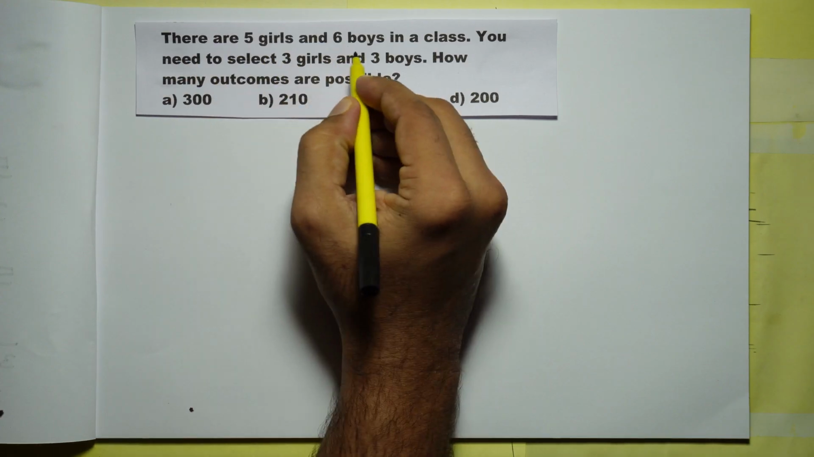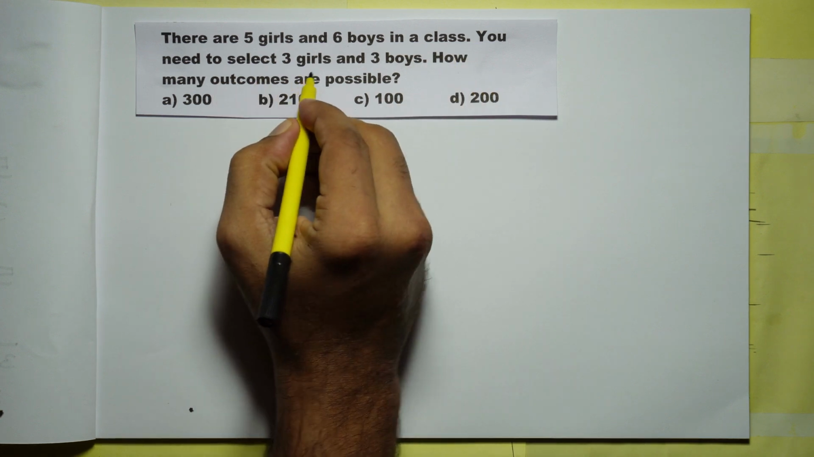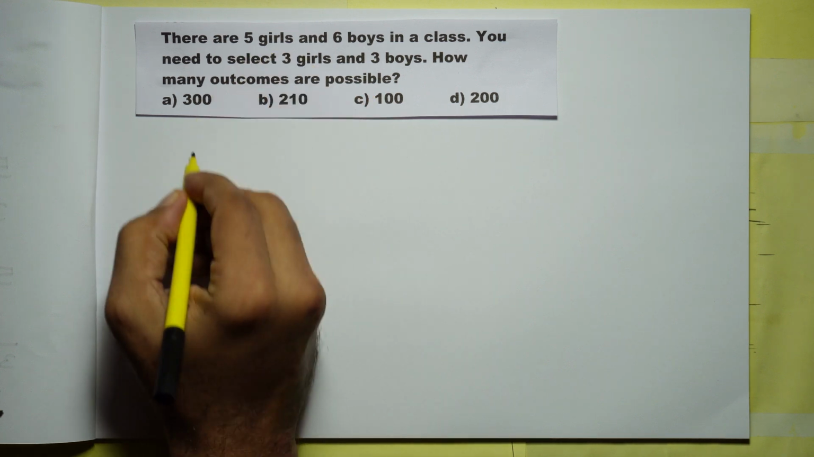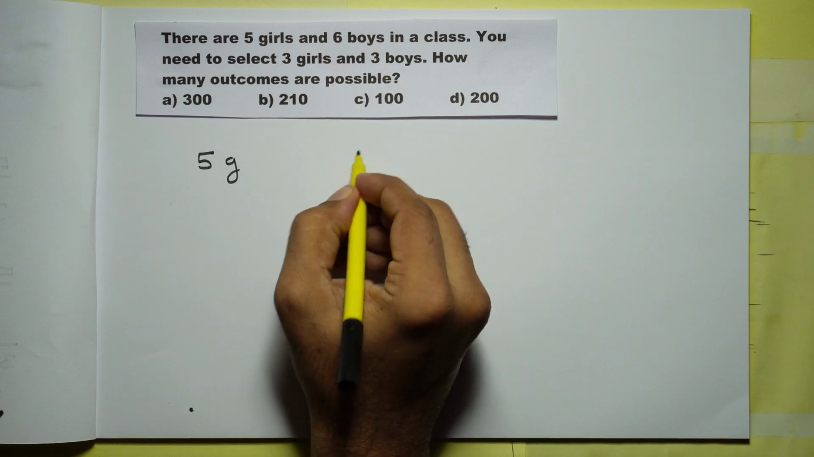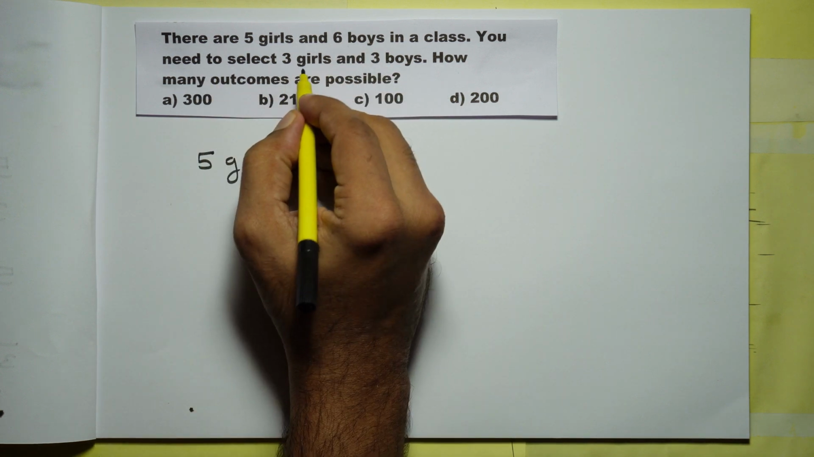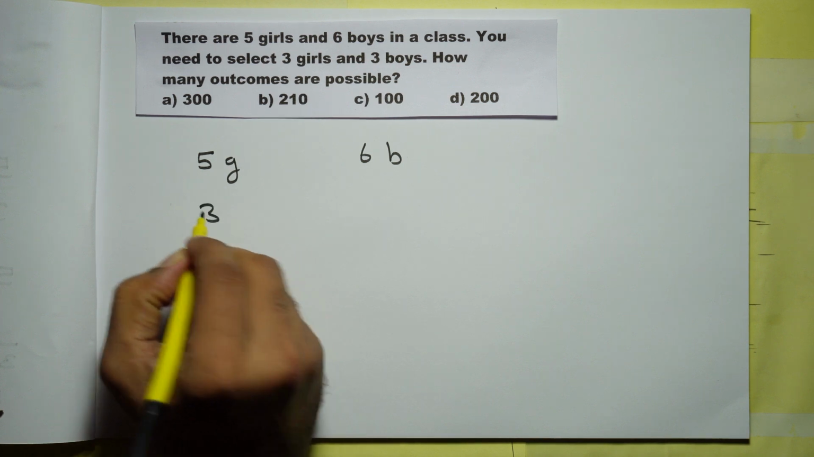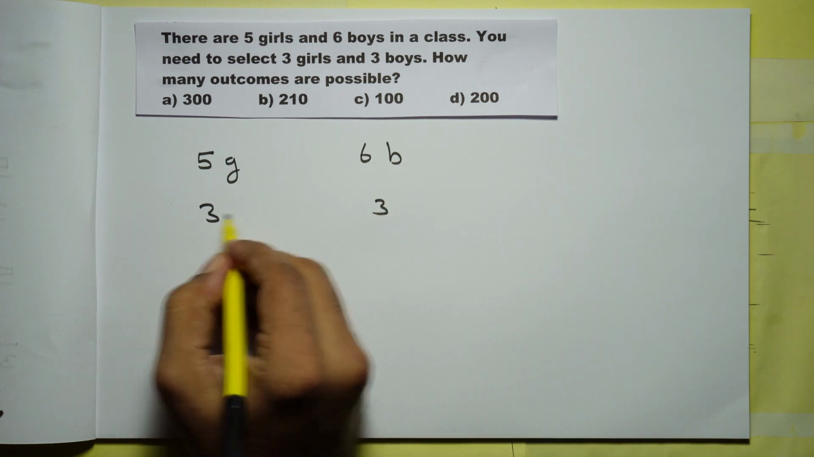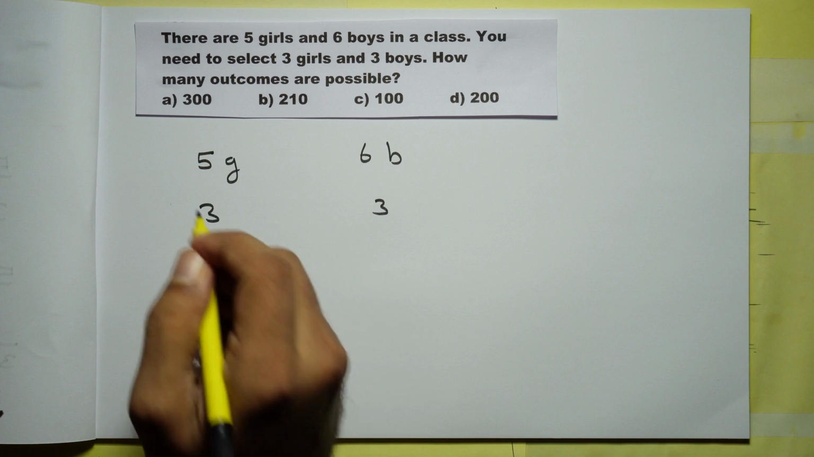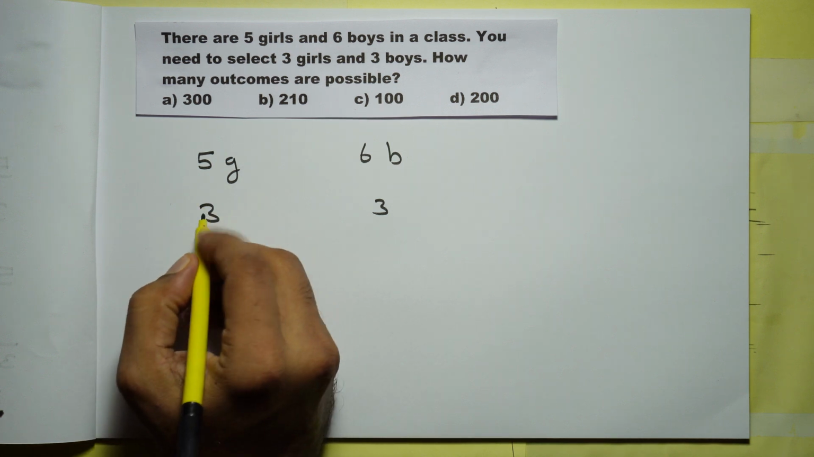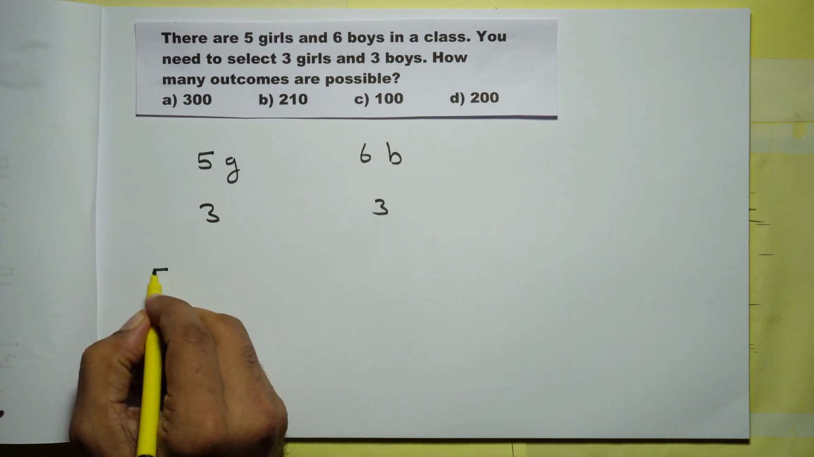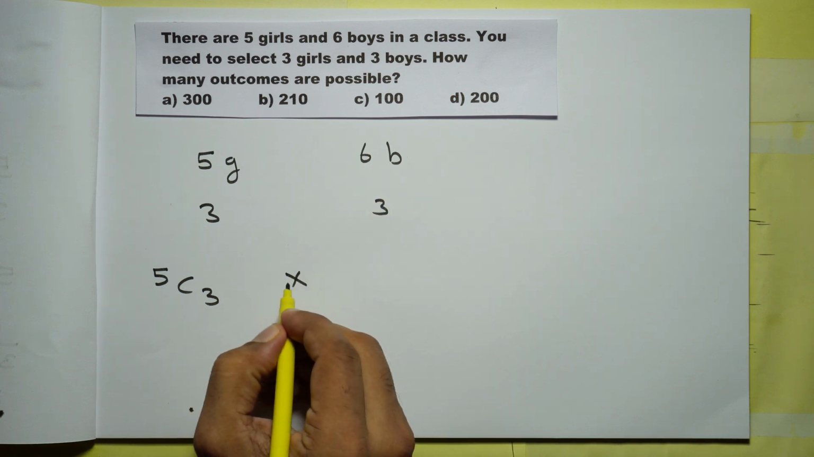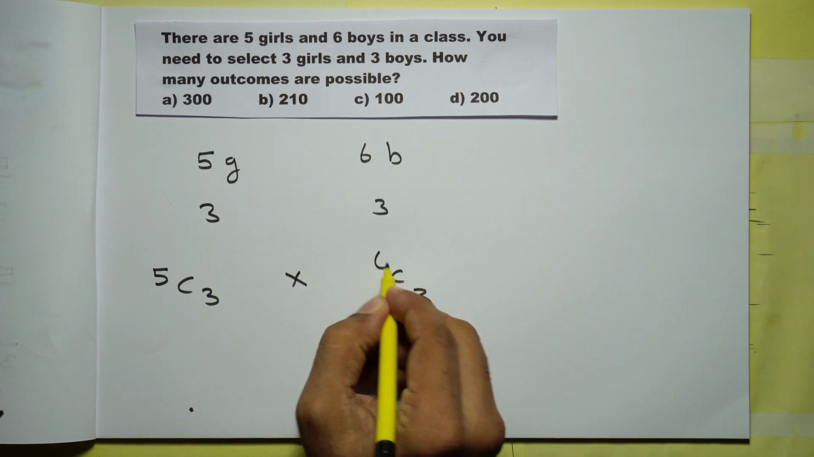There are 5 girls and 6 boys in a class. You need to select 3 girls and 3 boys. How many outcomes are possible? So altogether 5 girls are there and 6 boys are there. Now you need to select 3 girls and 3 boys. So 3 of them are to be selected from 5, and 3 from the 6. Now this and this, so you have to multiply. First we'll find the number of outcomes when selecting 3 girls from the 5 girls, and the boys also. Since 'and' comes, you have to multiply: 3 boys from the 6 boys.